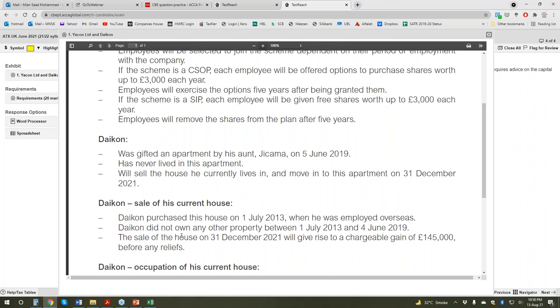D purchased his house on 1st July 2013 when he was employed overseas. D did not own any other property between 1st July 2013 and 4th June 2019. The sale of the house on 31st December 2021 will give rise to a chargeable gain of 145,000. So we will use this figure to calculate the reliefs, and the first two points will help us figure out which period we should use for the PPR.